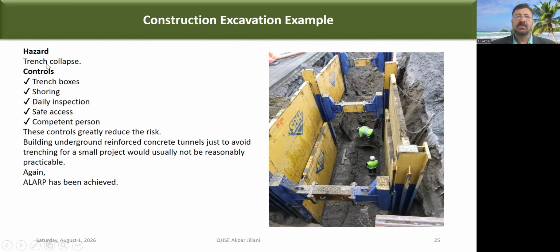Hazard: trench collapse. Now we are taking the example of excavation trenches. Controls: trench boxes, shoring, daily inspection, safe access, competent person. These controls generally reduce the risk. Building an underground reinforced concrete tunnel just to avoid a trench for a small project would usually not be reasonably practicable. This is a small task. The risk is not too much. And if we spend a lot of money, this is not called as low as reasonably practicable. Again, ALARP has been applied.